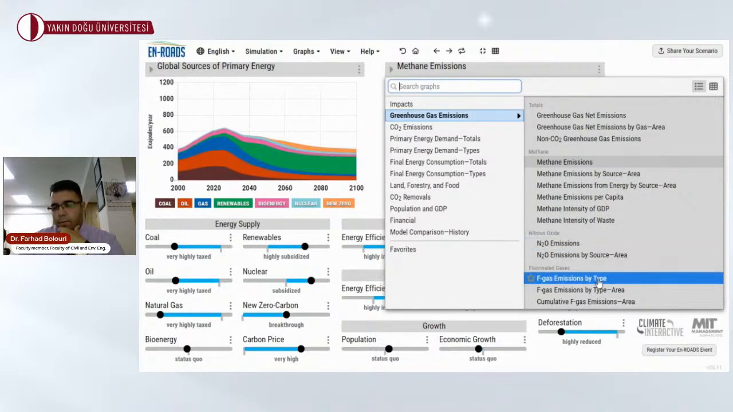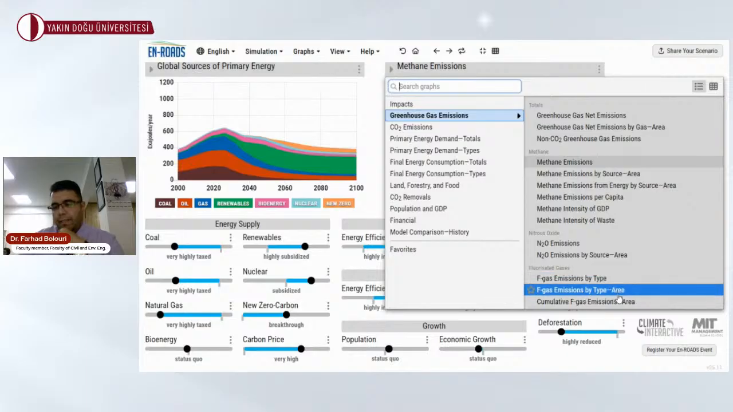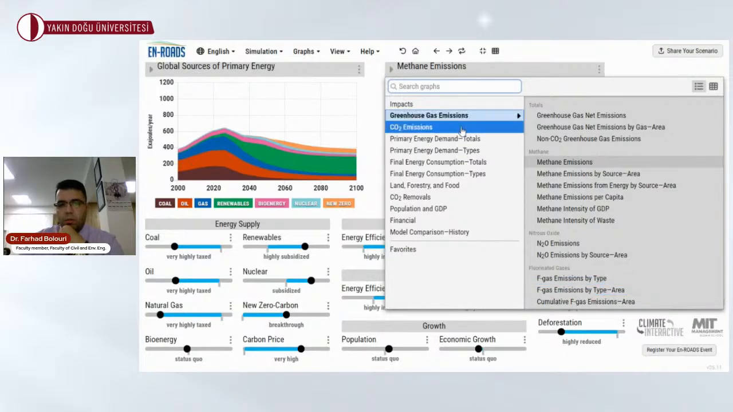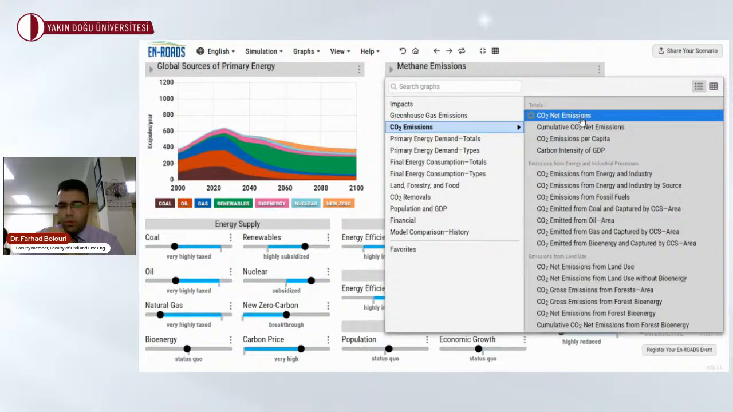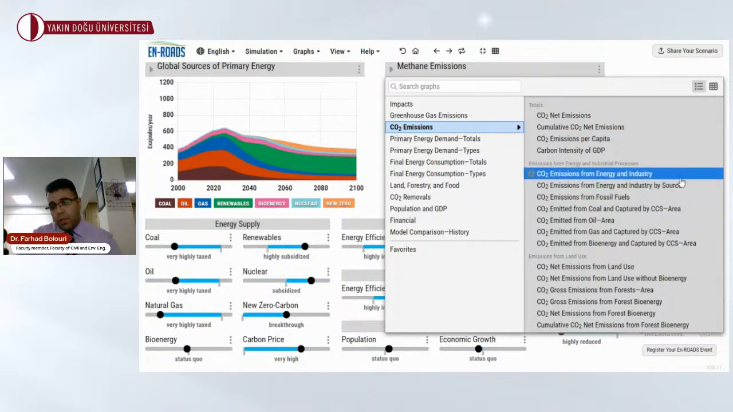N2O you have, and also F-gases that you have in productions. CO2 emissions you have here, they are separated from the other gases because, as you know, and as we had in the professor's slides, CO2 is directly about climate change and global warming. Because of that, they separated it. Also, they separated it by sources, by area, and everything.